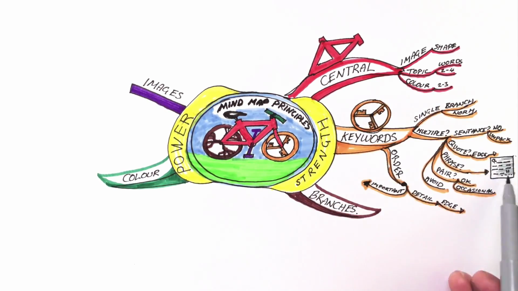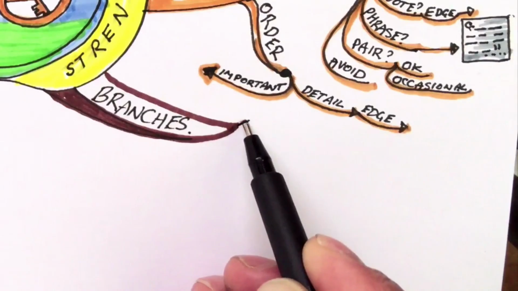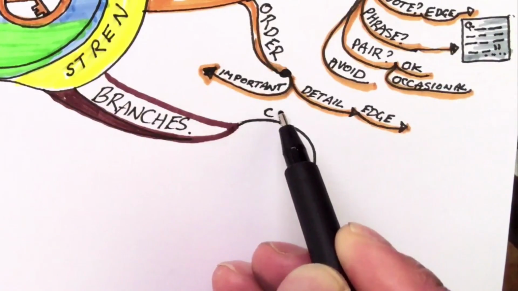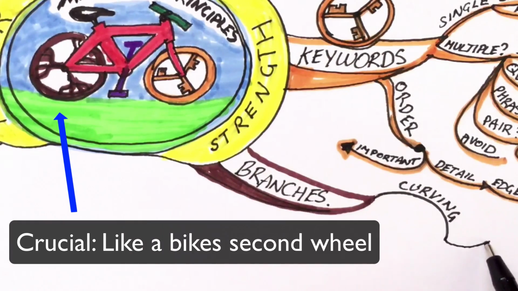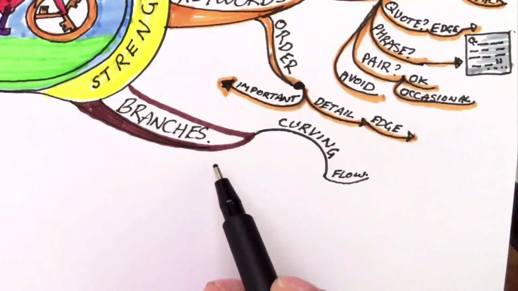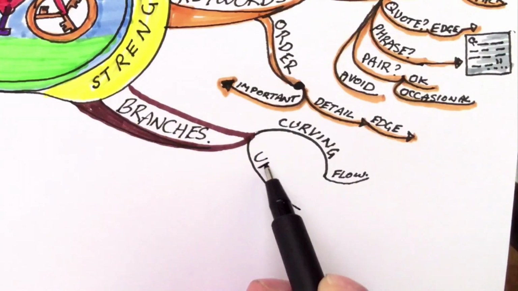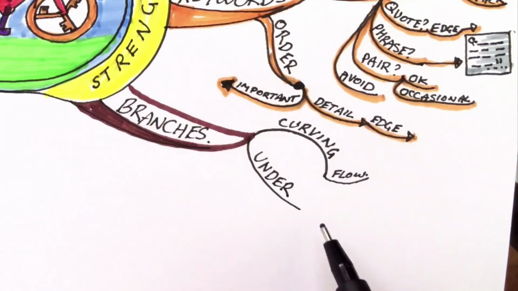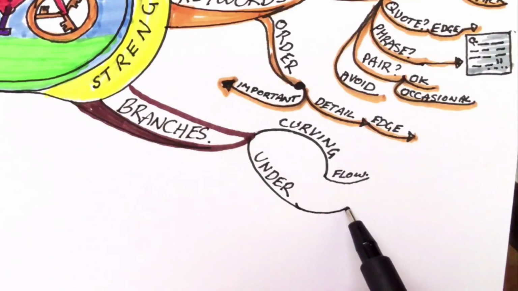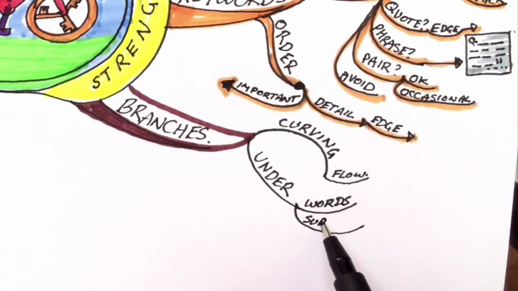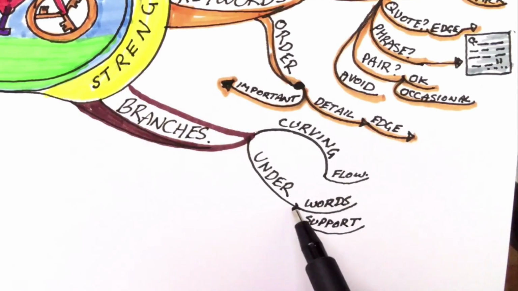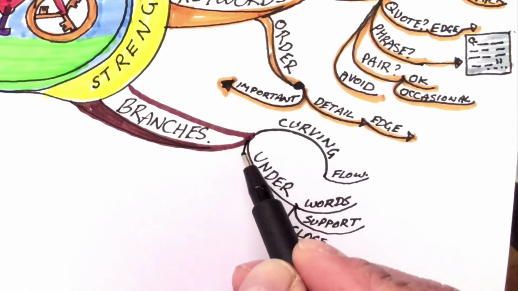The third principle is curving branches. And the idea of curving branches is it maintains the flow of information and makes it quite attractive to your eye to engage you in reading your mind map. The branches go underneath the words to support them and keep them close. If you don't put your branches under the words and you do a branch and then a word, a branch and then a word at the end of it, your mind map gets very spidery very quickly and falls off the edge of the page.